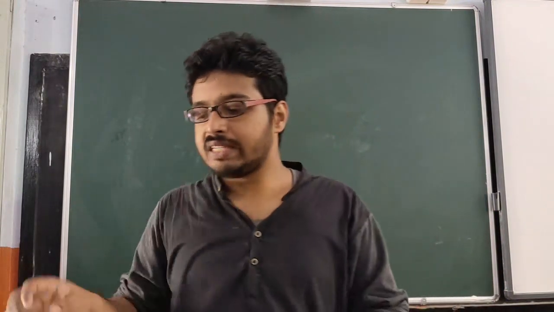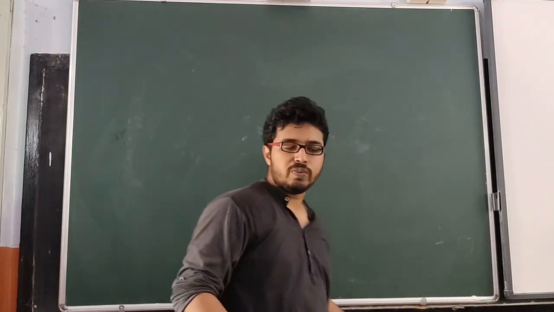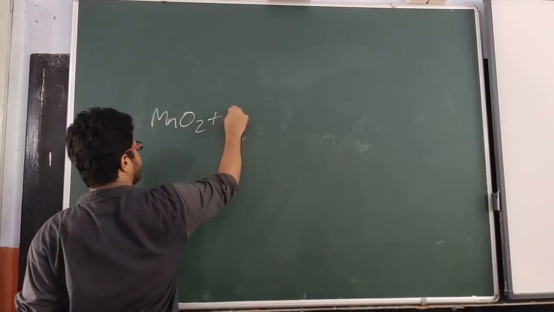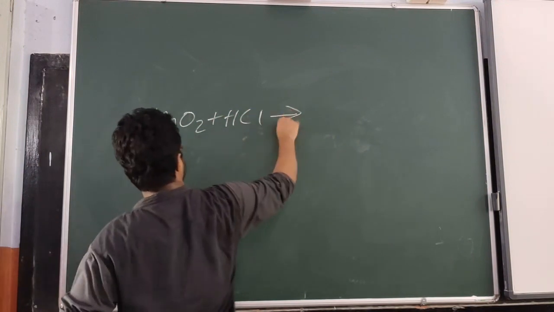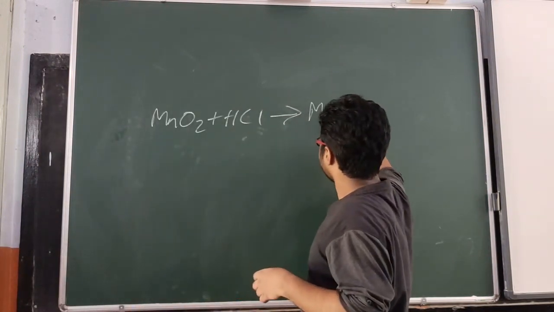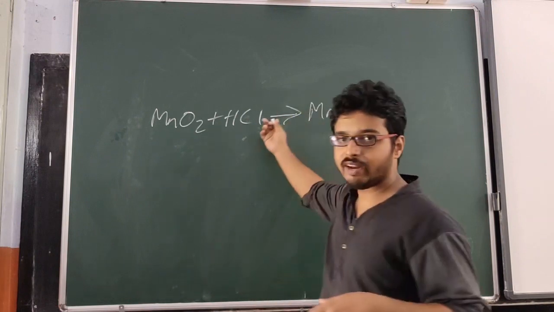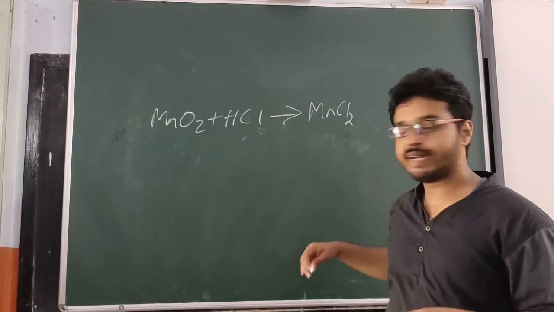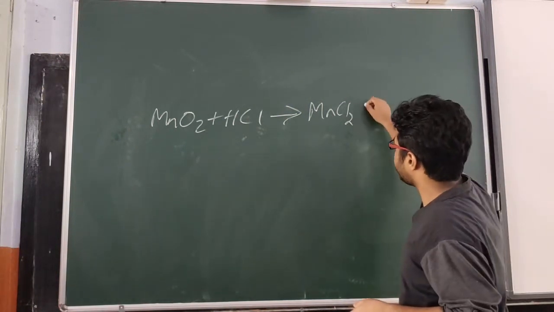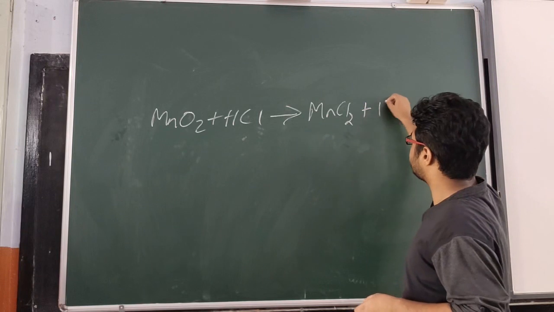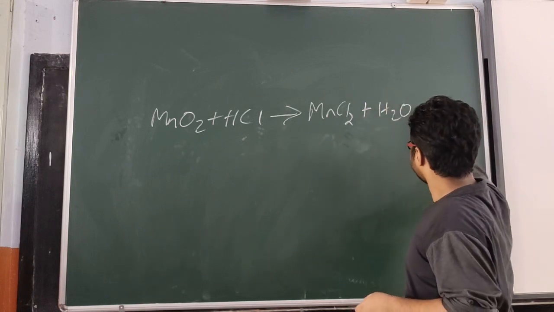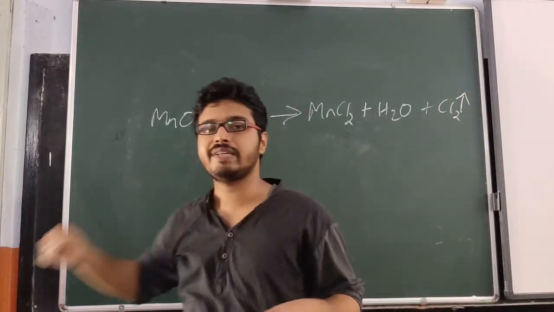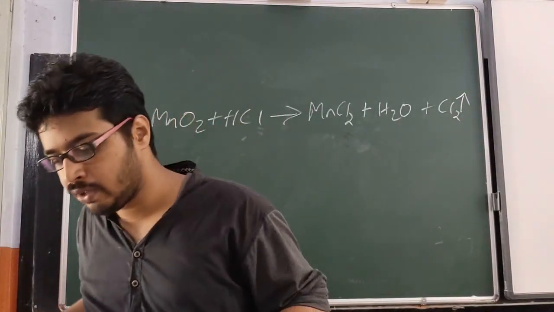Okay, so I'll just write down the reaction for MnO2. MnO2 plus HCl, the product is MnCl2. Just like the previous case that we have discussed, whenever HCl is reacting with something, one of the products is a metal chloride. The other byproducts are H2O and the last one is Cl2. So this Cl2 gas is the one that is giving the green color.